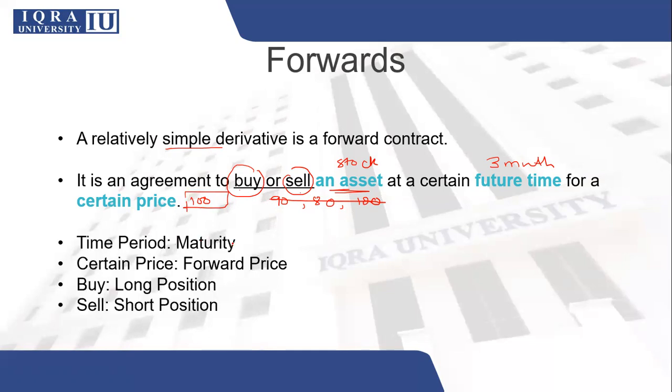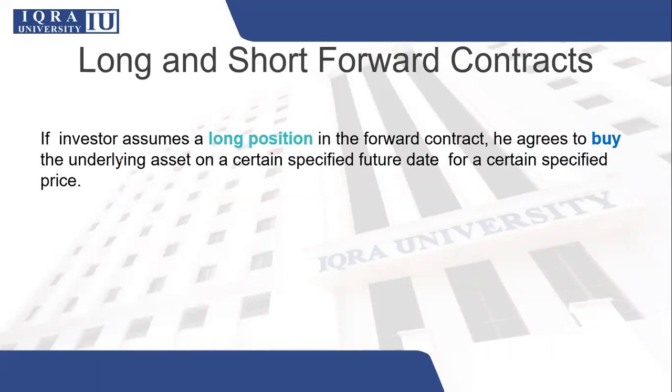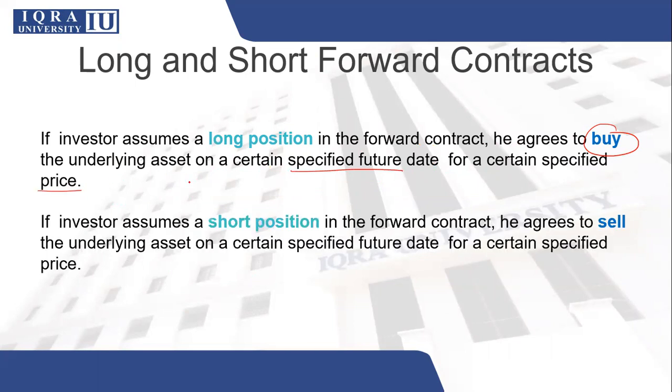The time period is called the maturity. The certain price is called the forward price. When we say buy, we mean a long position, and when we say sell, we mean a short position. These are some terminologies that we will be using later on. If an investor assumes a long position in the forward contract, he agrees to buy the underlying asset on a specified future date for a specified price. So the maturity and the forward price will be decided. If an investor assumes a short position in the forward contract, he agrees to sell the underlying asset.